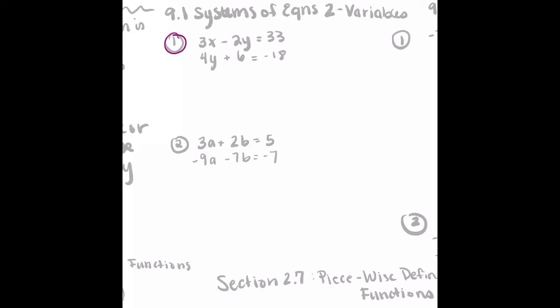So for substitution, we want to make sure that we can solve for one of these variables, but it's pretty easy to see here that we don't even have an x, so it'd be pretty easy to solve for our y. So we're going to set y equal to negative 18 minus 6 all over 4, which means y is equal to negative 6. So now we can just go ahead and plug this in to this up here.